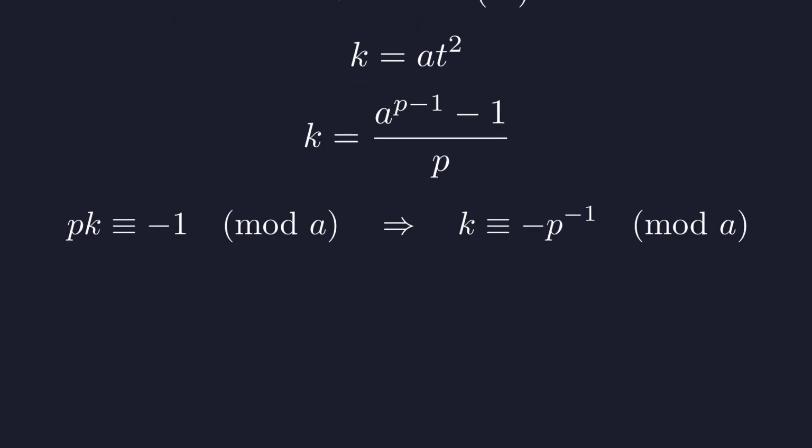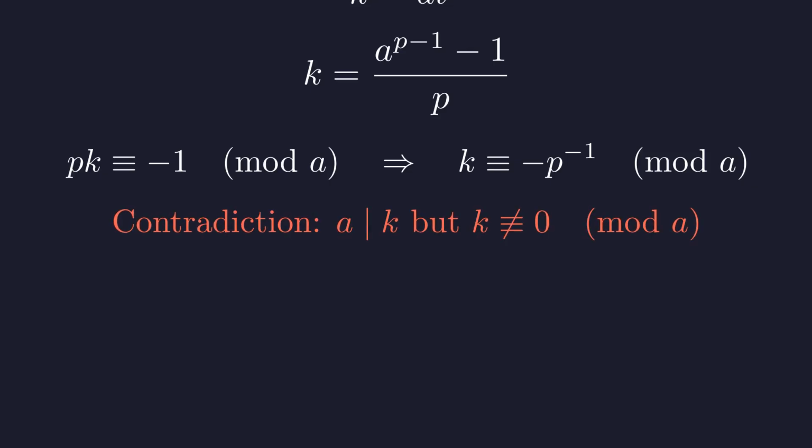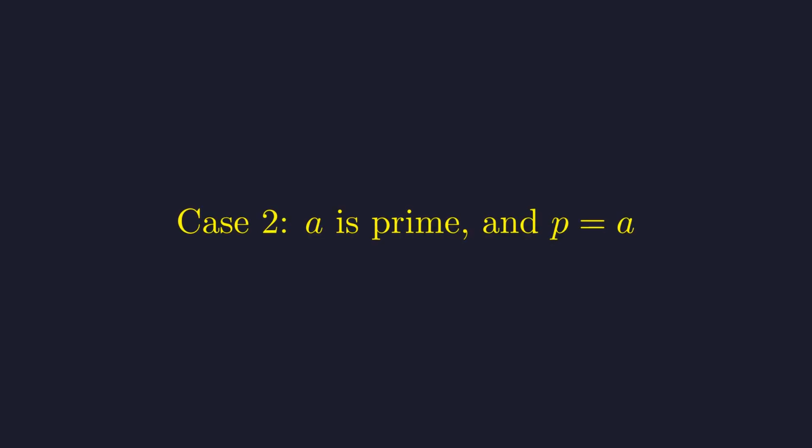Following this logic, k cannot be 0 modulo a. But we just proved that a divides k, which means k should be 0 modulo a. Do you see the contradiction brewing? We've walked into a mathematical impossibility. And there's our contradiction. We've proven that a both divides and doesn't divide k simultaneously. This logical impossibility tells us that our assumption was wrong. A and p cannot both be distinct primes. So that rules out distinct primes.